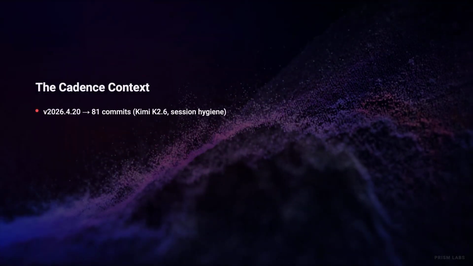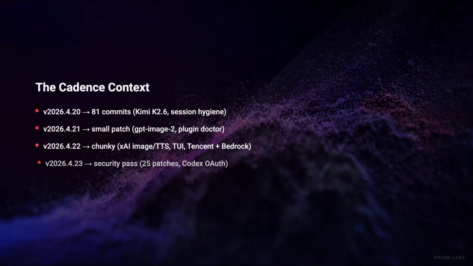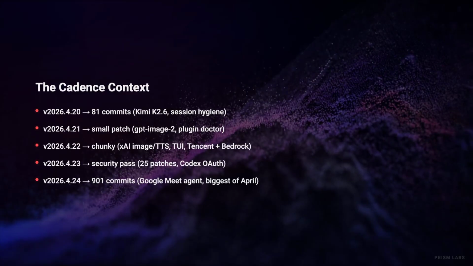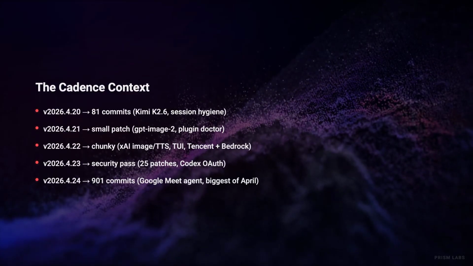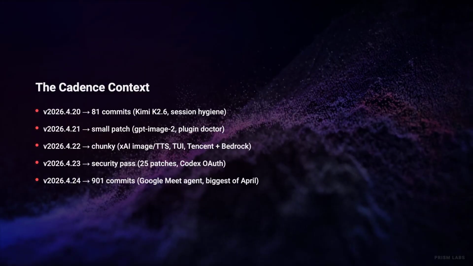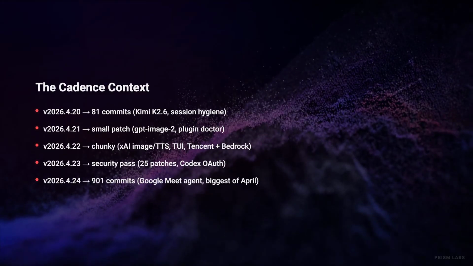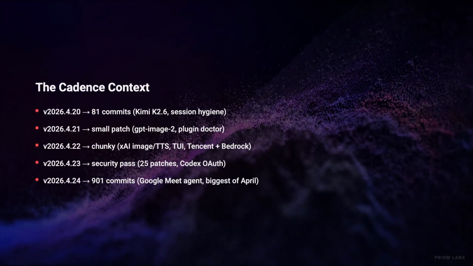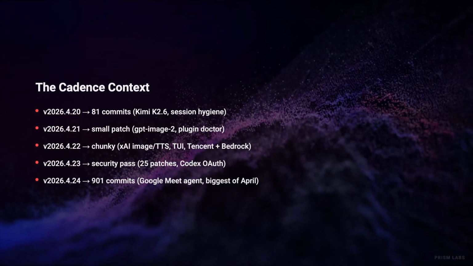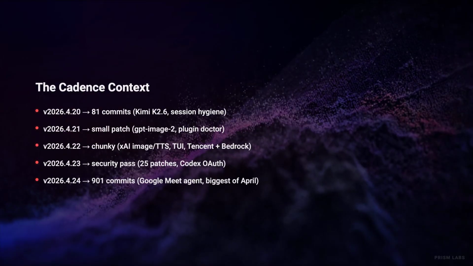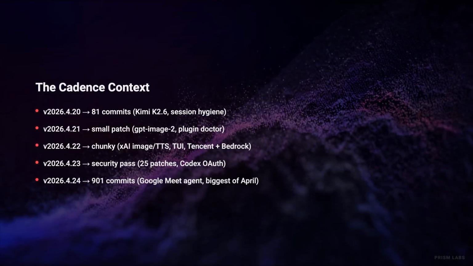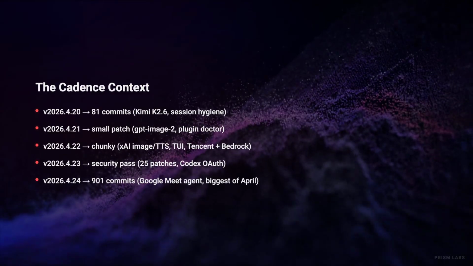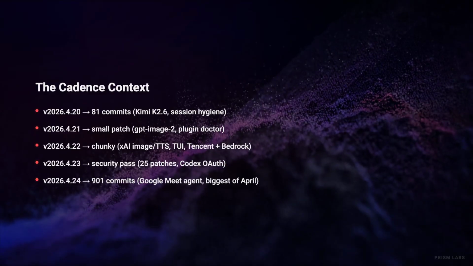Quick context on the April cadence. V2026.4.20 on Monday, 81 commits, Kimi K2.6 default. V2026.4.21, Tuesday, small reliability patch. V2026.4.22, Wednesday, chunky feature drop with XAI image and TTS, local TUI mode. V2026.4.23, Thursday, security pass with 25 patches, Codex OAuth for image Gemini. V2026.4.24, yesterday, the biggest of all of them, 901 commits. 5 highlight bullets, 60 plus change entries, 200 plus fix entries.